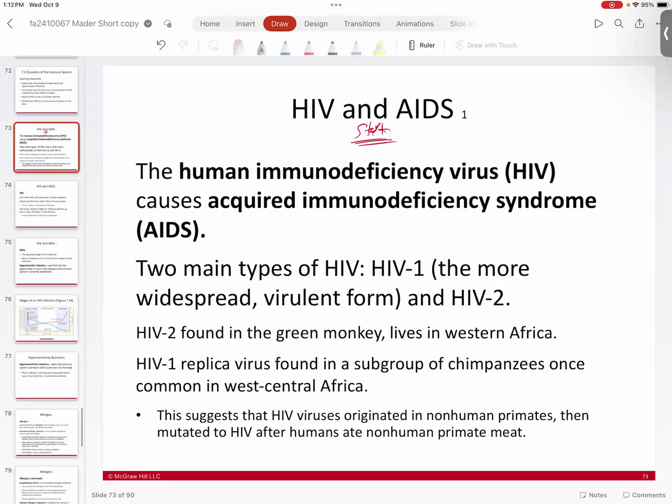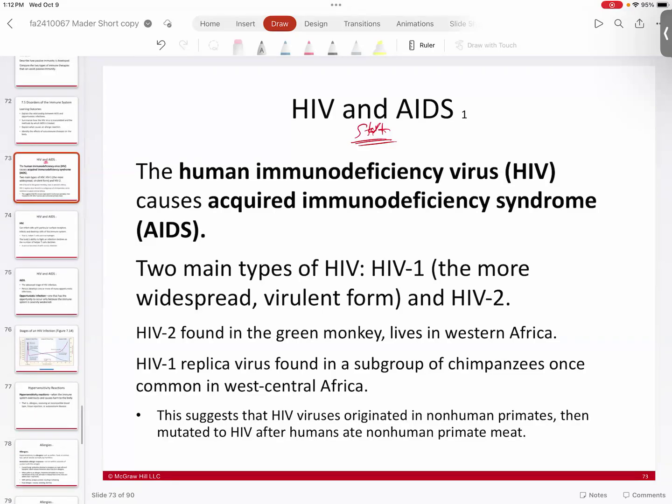So we're talking about the immune system, and now we're talking about the compromises to the immune system. We're going after some of the disorders of the immune system. The first one, of course, the most famous one, is going to be HIV, the human immunodeficiency virus, which causes what you really die of, acquired immunodeficiency syndrome, AIDS. That's essentially the crashing of your immune system. Your immune system dies, essentially.